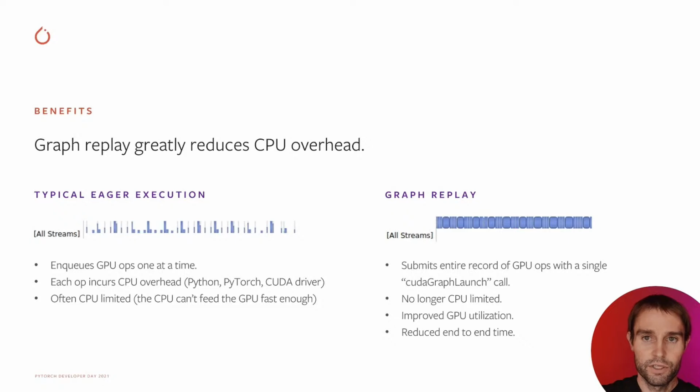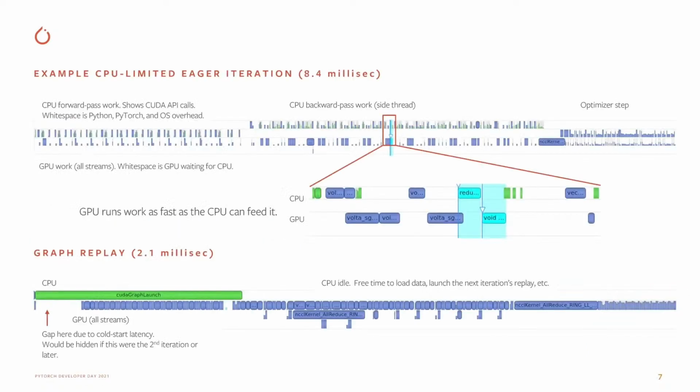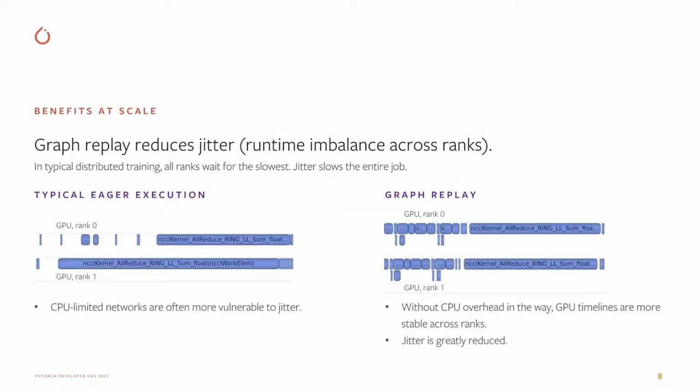On the right, you see the GPU timeline for the same ops launched as a graph replay, and it's nicely packed. Here's a detailed example showing CPU and GPU timelines for a full CPU-limited eager iteration and an equivalent graphed iteration. Again, it's clear the graph replay has much less CPU overhead and a much denser GPU timeline. The pictures are not to scale. The graphed version ran 4x faster overall. Graphs also reduce jitter in distributed training.